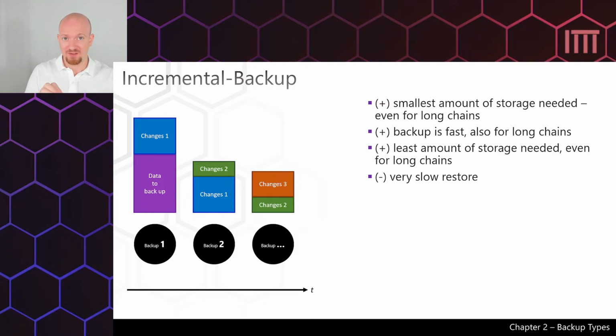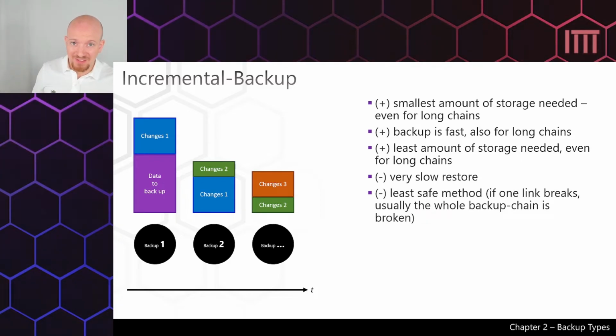The restore tends to be really slow with incremental backups, because depending on what file or what system you want to restore, the backup software has to iterate through the whole backup chain to find the data which is to be restored. It's also the least safe method. If one link in the backup chain breaks, usually the whole backup set is broken. So that's why modern backup software has some additional methods to deal with that, for example with indexing files from the whole set in each incremental backup or stuff like that. So it's not as insecure as it used to be 10-20 years ago, but still incremental backup is, compared to differential or full backup, the least safe way to take backups.